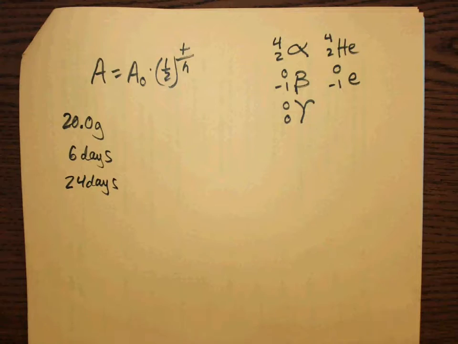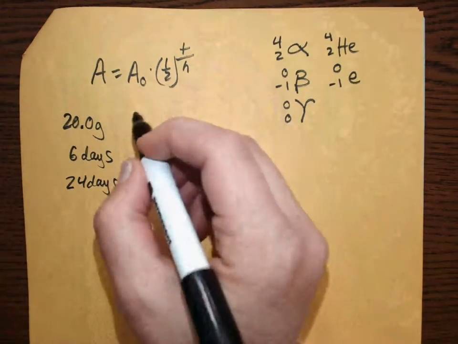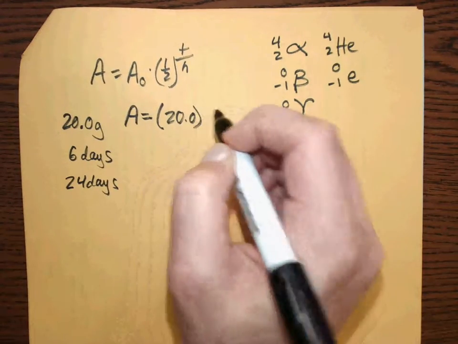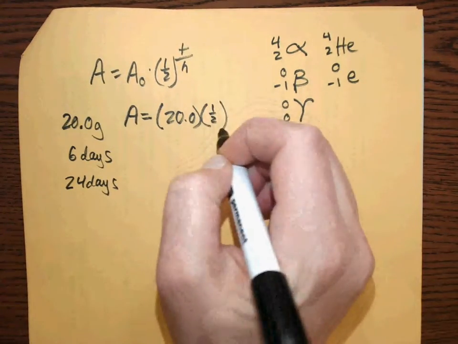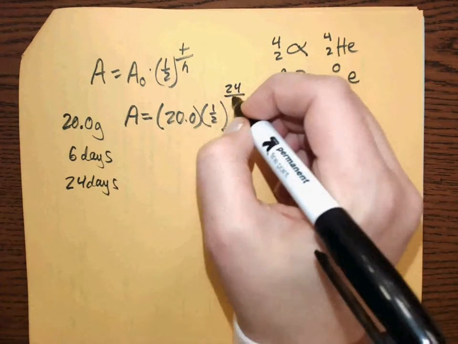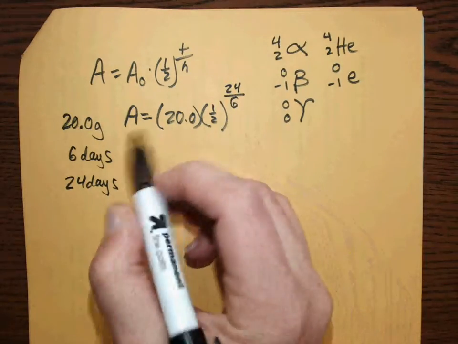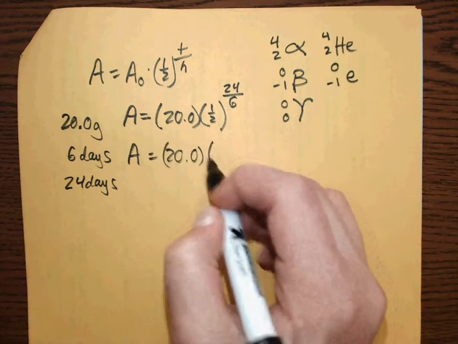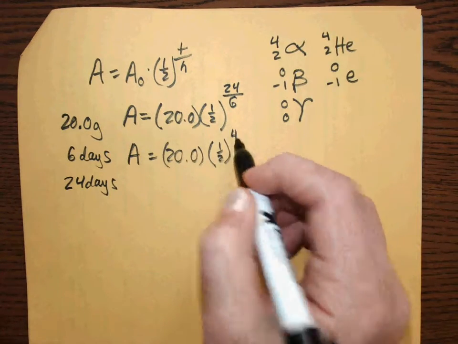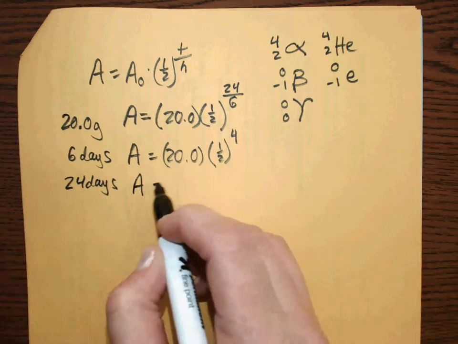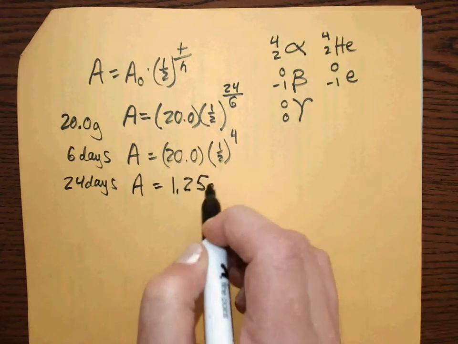Okay, so you can do this one of two ways. You can plug it into our equation. A is our final amount, A naught is our initial, times 1/2. T is the time itself, so 24 days, divided by the half-life, which is 6. So to simplify this down, 24 over 6 is just 4. So when you plug this in your calculator, you want to take 1/2 to the 4th power times 20, and we get a final amount of 1.25 grams.